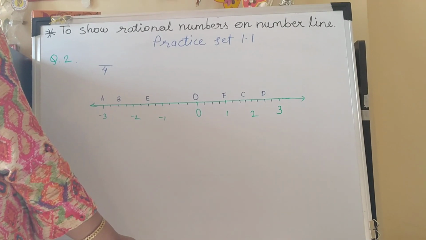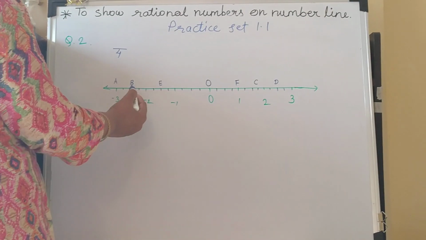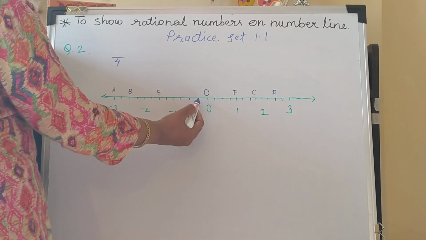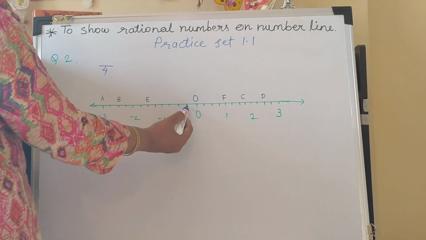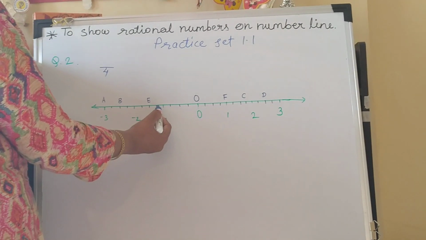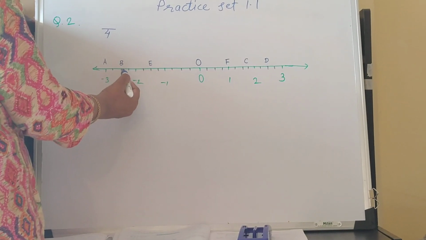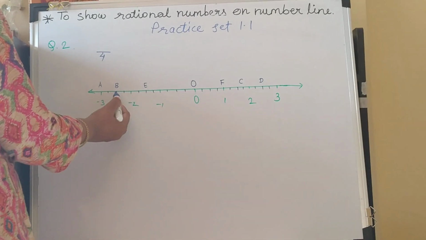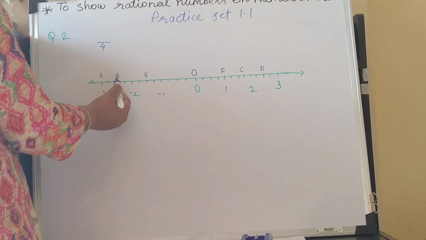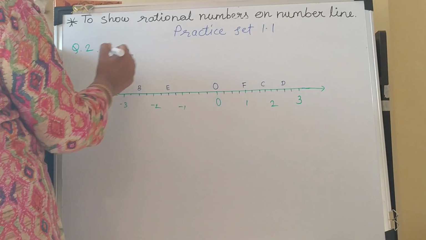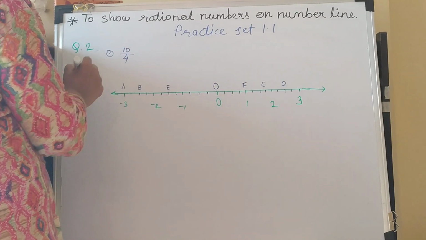The first question: which number is indicated by point B? Now here is the point B. Starting from 0, count the divisions. 1, 2, 3, 4, 5, 6, 7, 8, 9, 10. At the 10th division, the B point is there. That means that number is 10 by 4. This is question number 1.